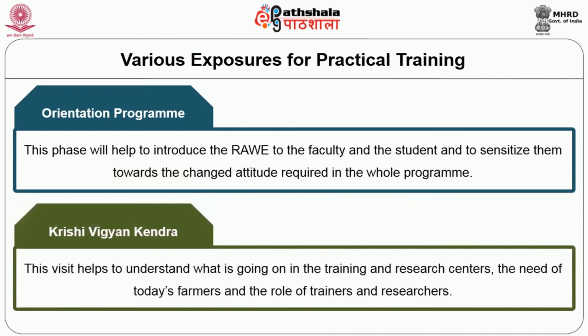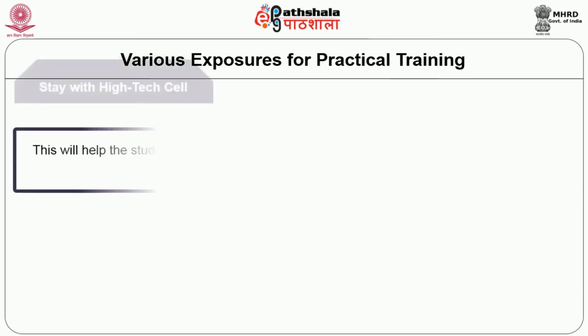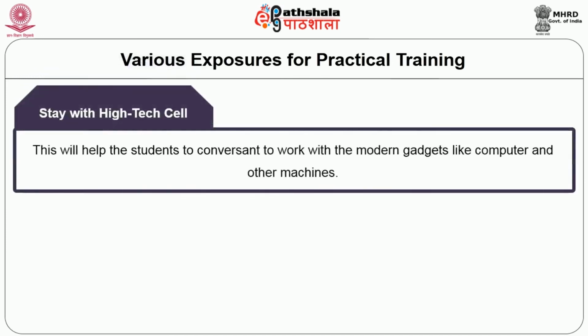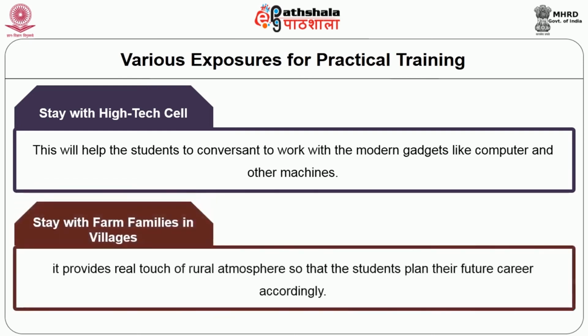Stay at Agriculture Research Station, Krishi Vigyan Kendra. The visit helps to understand what is going on at the research and training center, the needs of today's farmers, and the role of training and researchers. Stay with the high-tech cell. This will help the students get accustomed to working with modern gadgets like computers and other machines. Stay with farm families in the village.